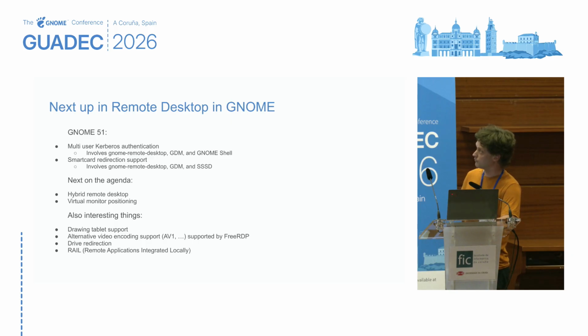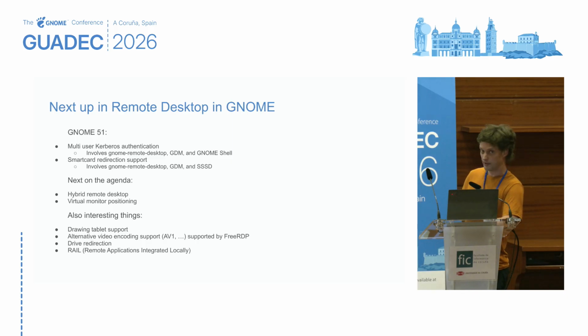Juan is adding support for smart card redirection, which involves some components, the same with Kerberos. So that's something that we at least hope to get into 51. The smart card redirection already has the merge requests open, but not the Kerberos ones yet.